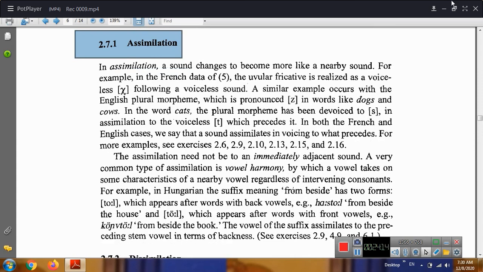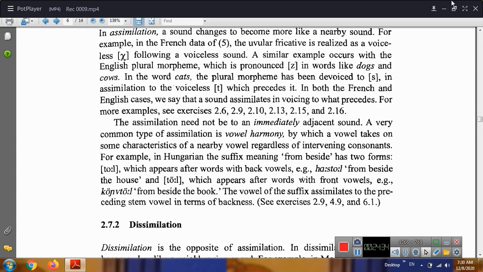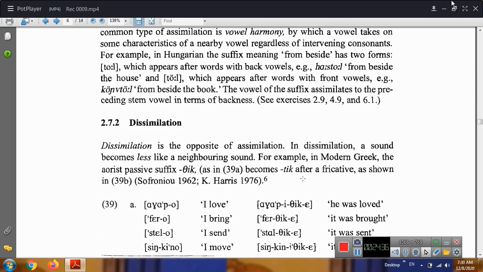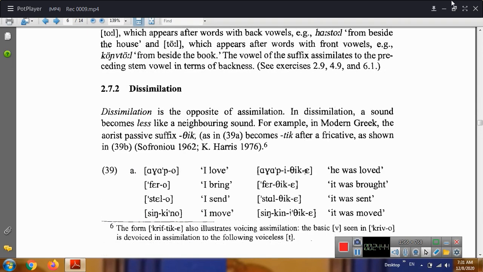And here we can say that we have assimilation, but assimilation is not necessarily between immediately adjacent sounds. Sometimes we have assimilation like vowel harmony, which occurs between vowels which are not nearby each other, regardless of the intervening consonant between them, like the example I gave you about the Persian bero, which turns to boro.